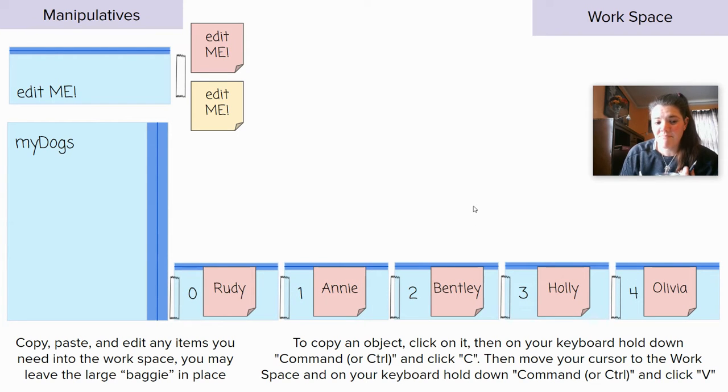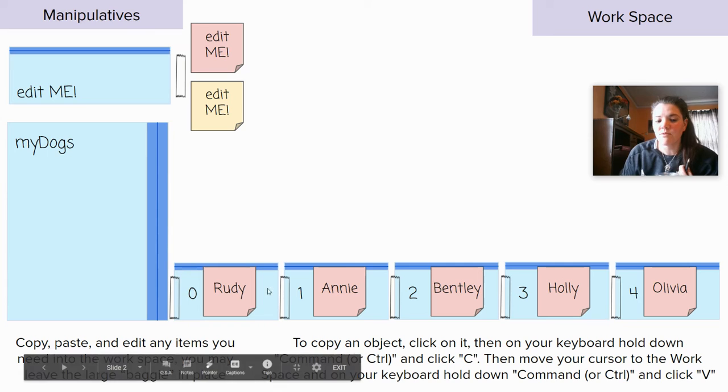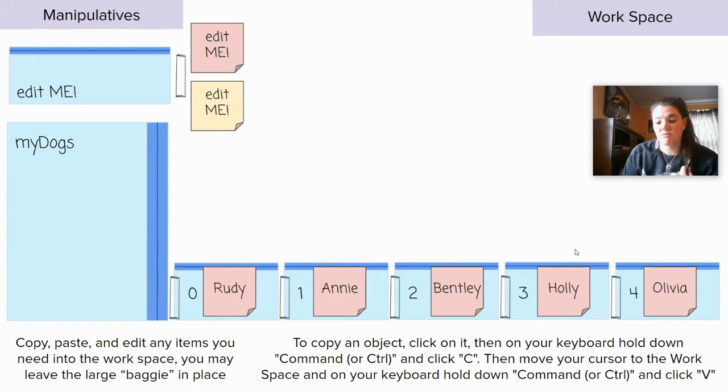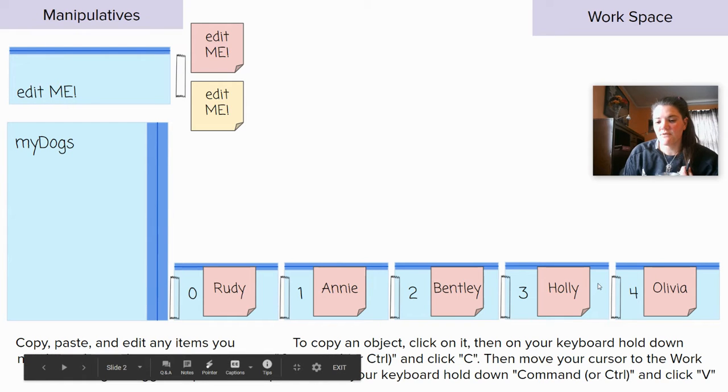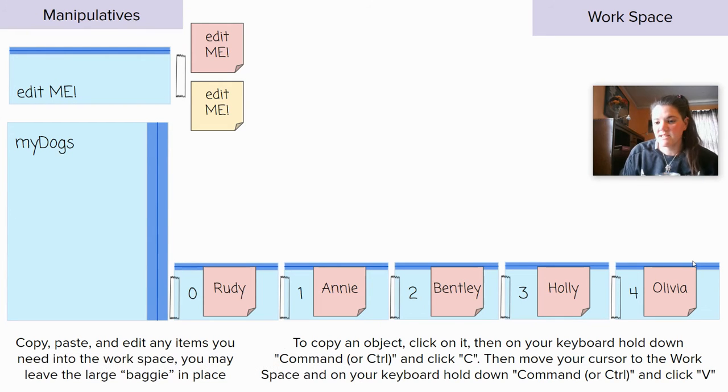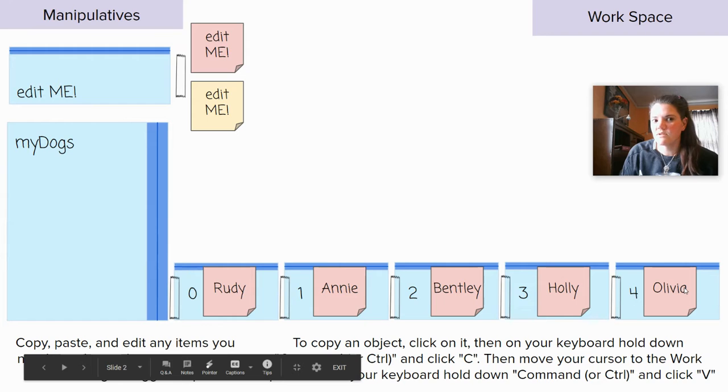All right, so here's my list. I made a list of all of my dogs, and I put them in age order. So in index 0, we've got Rudy, who's the oldest. Then index 1 is Annie, who's the next oldest. Index 2 is Bentley. He's the third oldest. Index 3 is Holly, and she's the fourth oldest. And index 4 is Olivia. She's the fifth oldest, or the youngest.